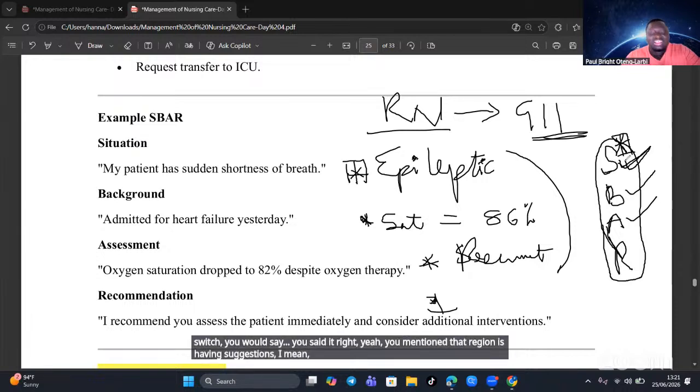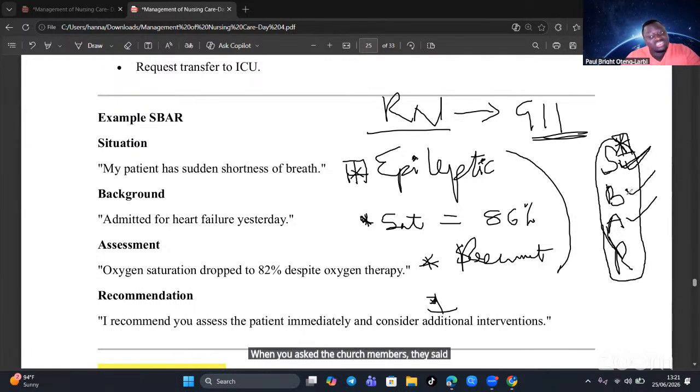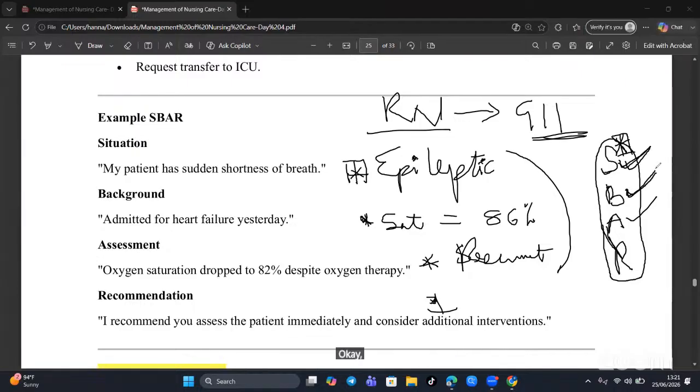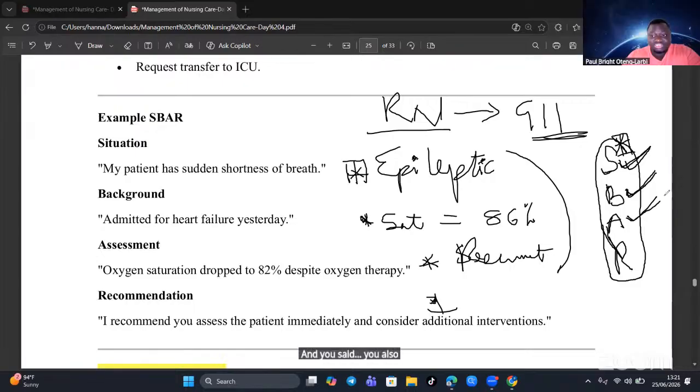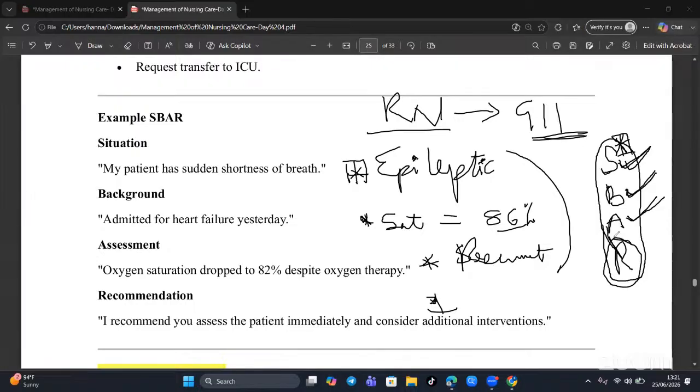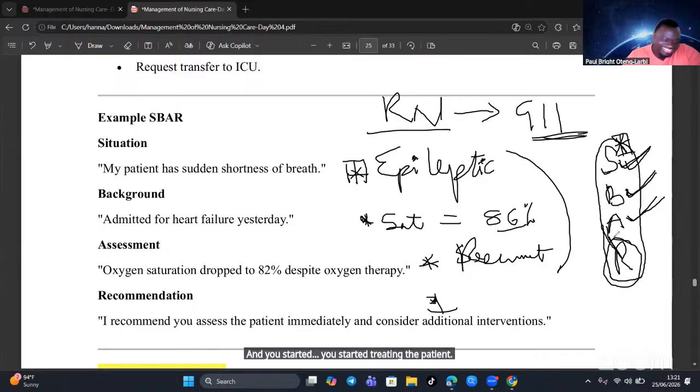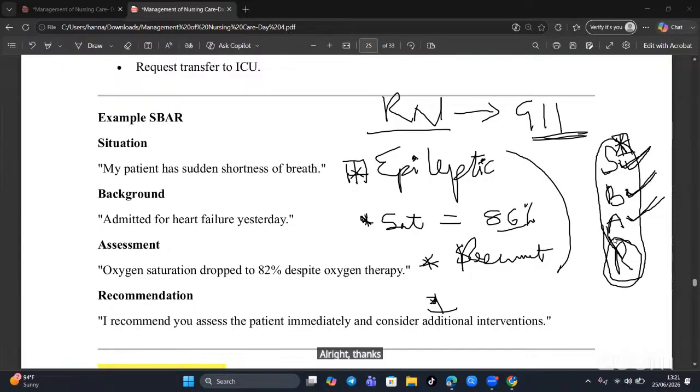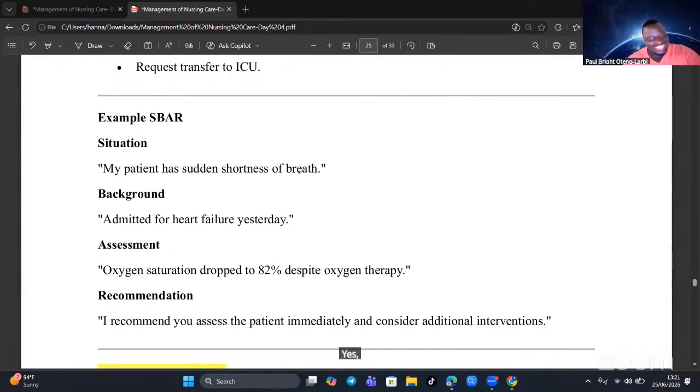When you asked the church member, they said the background is that it is something that is already on him. Yes. And you also mentioned your assessment that the SpO2 is 86, but you did not recommend to them what they should do. You started treating the patient. You understand? Yeah, so that is it.